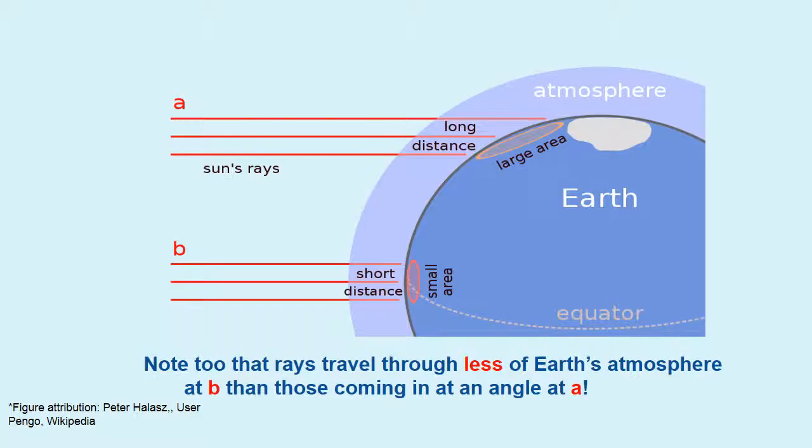The Sun's rays are spread out if they come in at an angle, or are concentrated if they come in perpendicular. Also, you can note that we're actually going through more of the Earth's atmosphere when the Sun is at an angle.